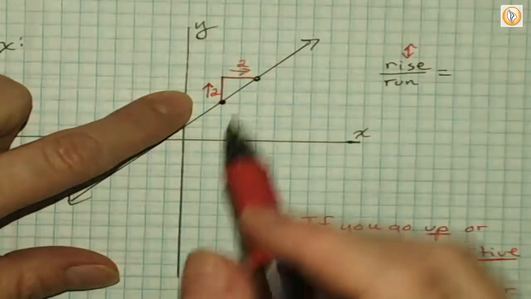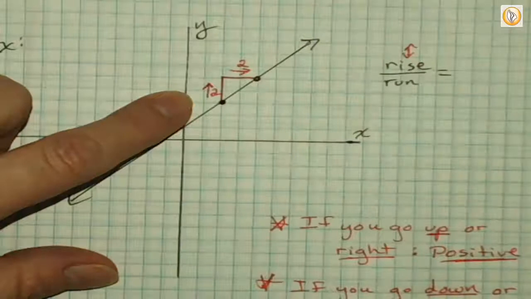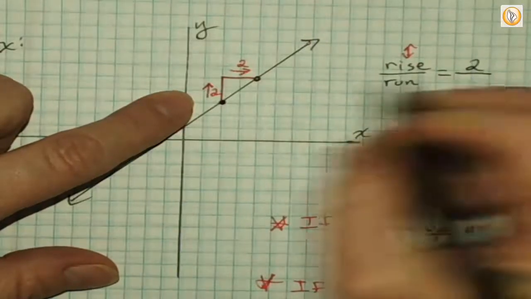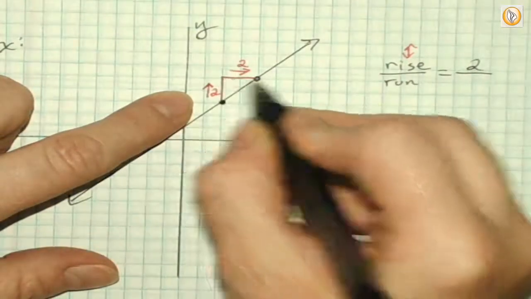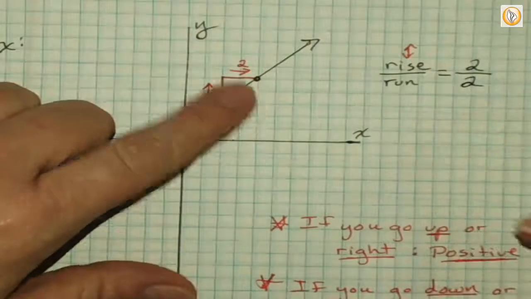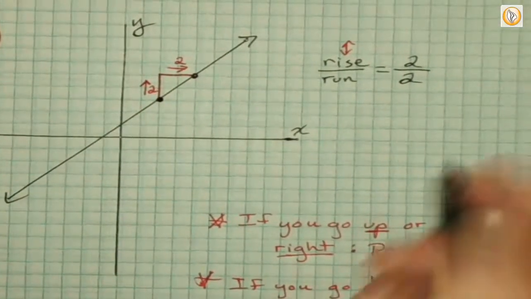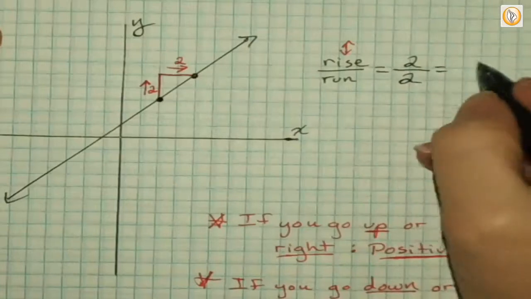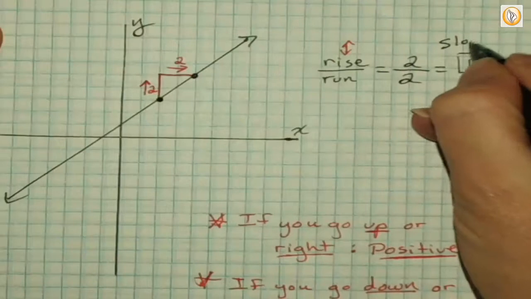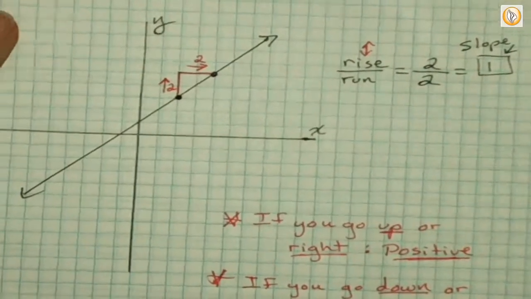So are those positive or negative? Positive. That's right, because if you go up, it's positive. If you go right, it's positive. So my rise is 2, because I went up 2, and then my run side to side was positive 2. Now reduce that. What do you get? You get 1. So your slope is 1. I put my example, my thingy is smaller, so I did 1 and 1. Okay. So I just still do 1.